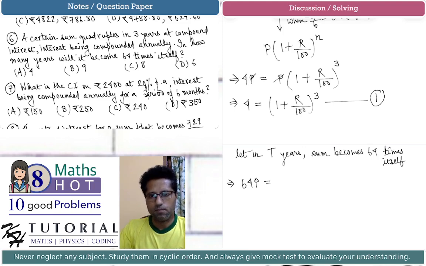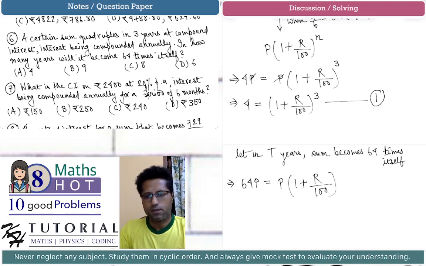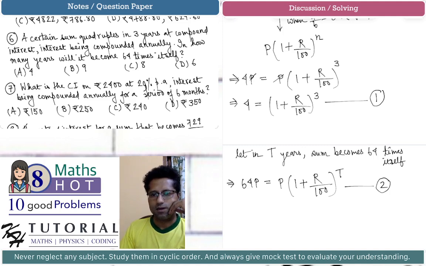So for this case we must have the amount 64p, which is equal to p(1 + r/100)^t, because we are assuming that in t years the sum will become 64 times itself. So if the original sum is p, the amount will be 64p and the rate of interest is the same. Let this be 2. From equations 1 and 2 we have to find the value of t.